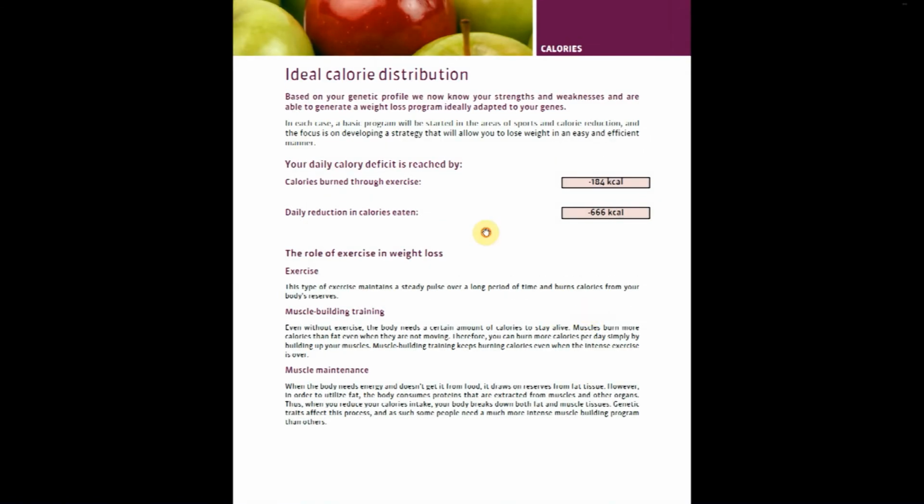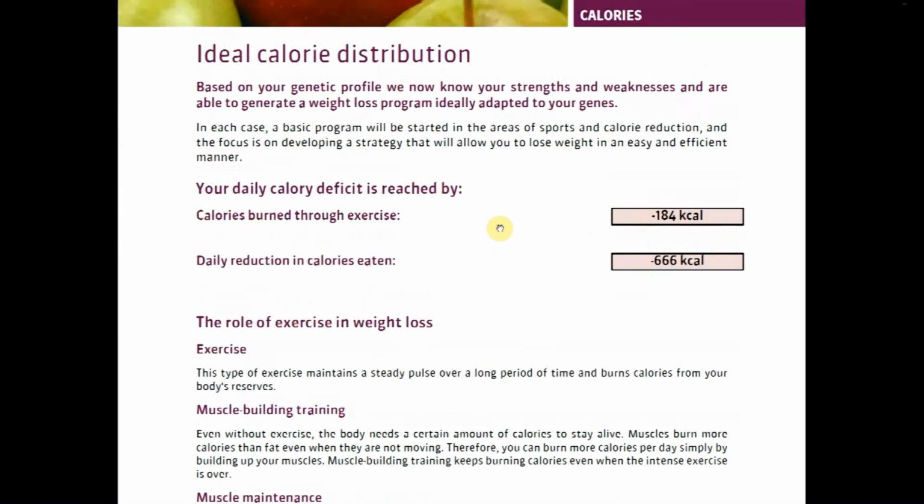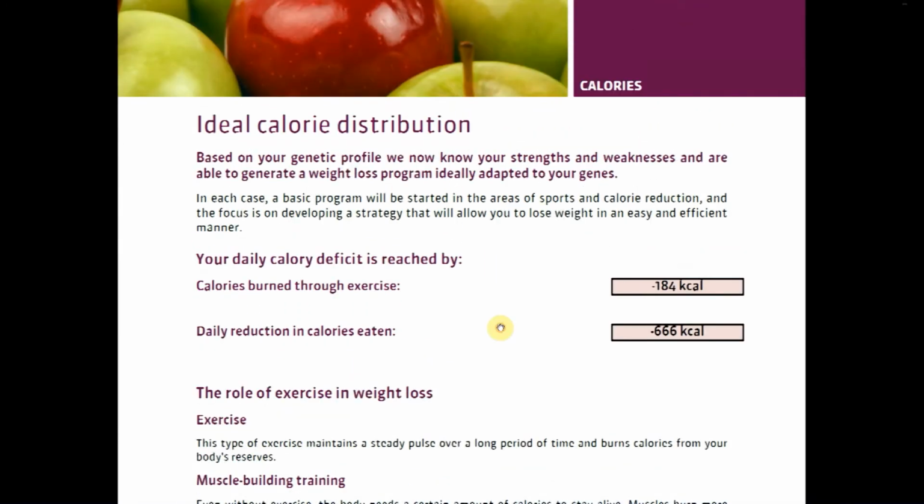Okay, this page here tells you the ideal calorie distribution. Now, as I've said, for some people exercise is very effective, so we do more of it, and eating less is less effective, so we do less of it. For other people it's the other way around. So really finding out what is most effective will allow us to dose each of them. How much do you do of each? And this here is where you find this information.